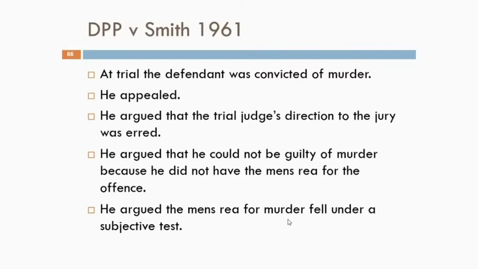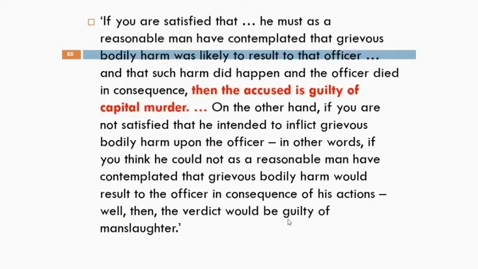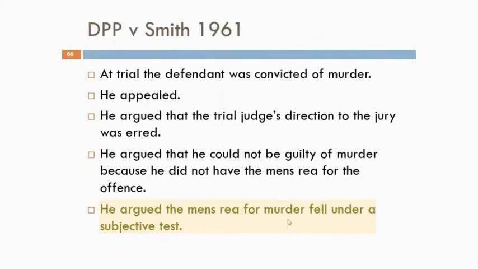Go back to the direction that the judge gave the jury at trial. We will see that the direction does not include any mention of the defendant's intention to cause grievous bodily harm or to kill the officer. We will see that it is quite an objective test in which the judge is simply saying to the jury, if you think that he must, as a reasonable man, have known that serious harm was going to occur or likely to occur as a result of what he was doing, then he's a murderer. And this was the problem that Smith had.